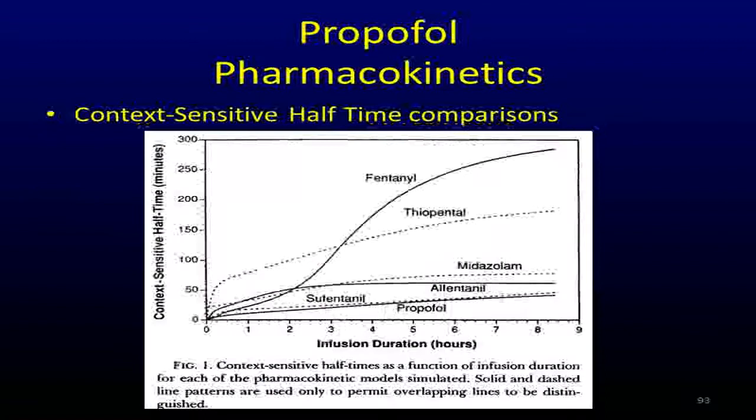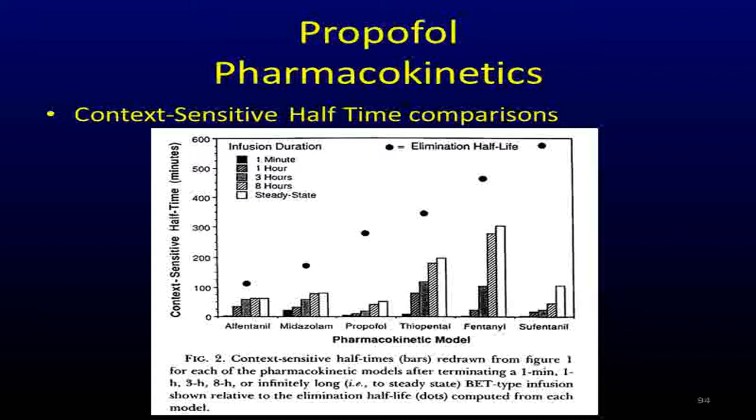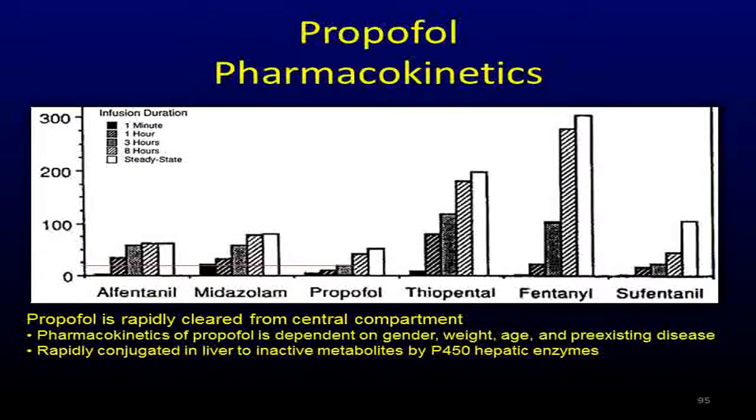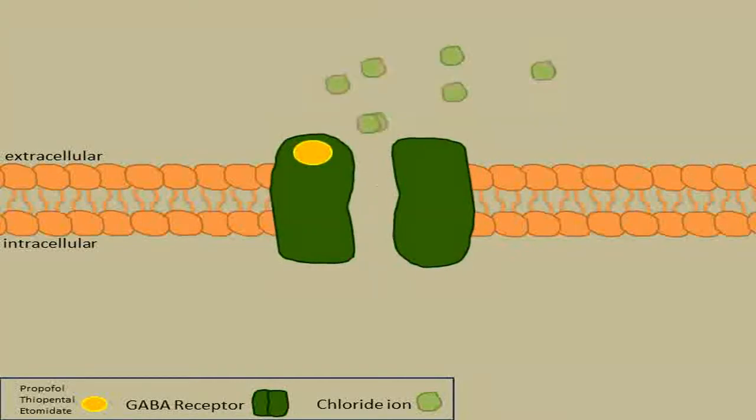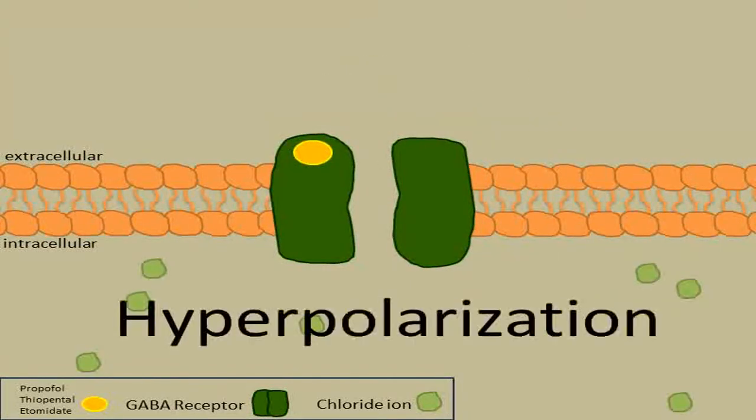But what do you know? What do you see about propofol? You can take a long time to still turn it off. You can still turn it off, and you're going to see that central clearance within 30, 40 minutes. That's why it's very nice for TIVA. I got my propofol here again. Woo-hoo. Here comes the chloride, and we're hyperpolarized. If you miss that, you're going to be upset.